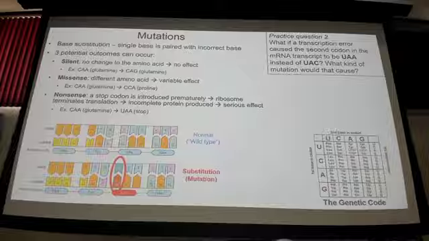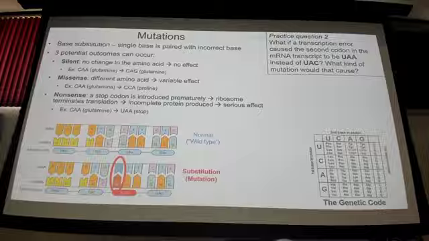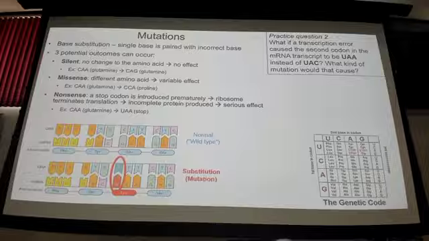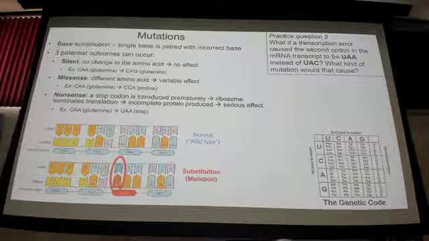Okay, so UAC, you should get a tyrosine right there. Tyrosine. If we made that a UAA, what would happen? Yeah, we would get a stop codon. So that would be it. What kind of mutation would we call that? Nonsense. Yep. Everything downstream would be truncated or shortened. So those are base substitutions.